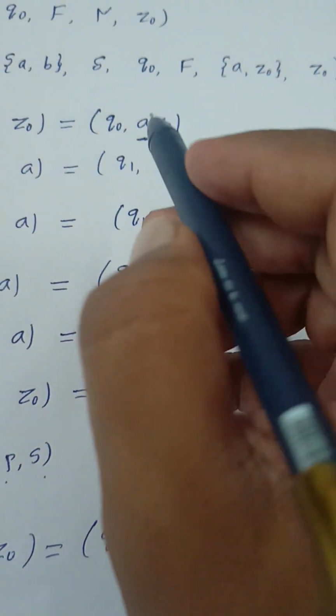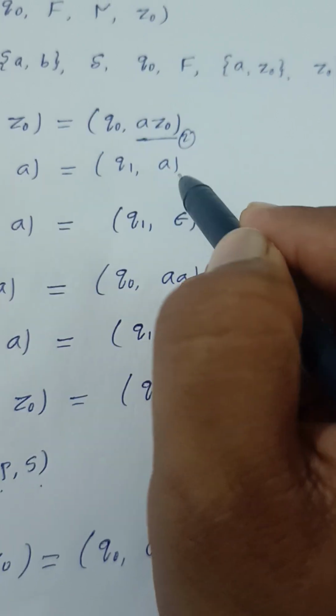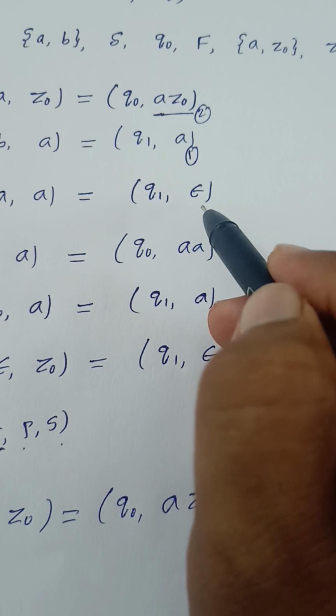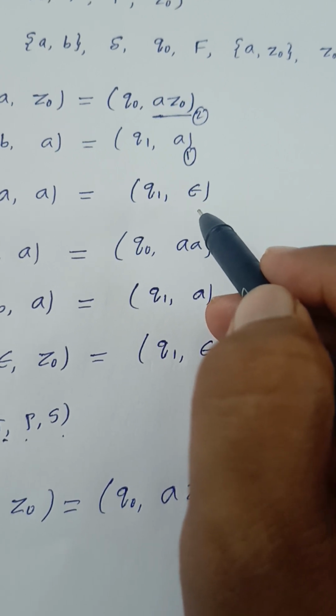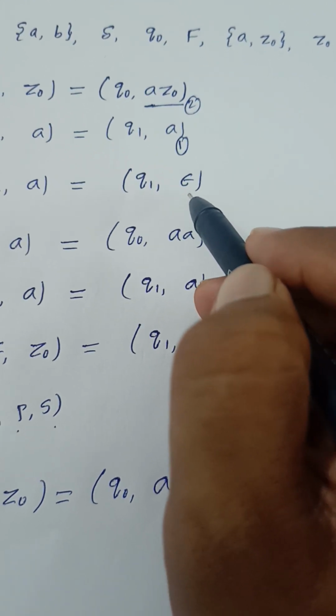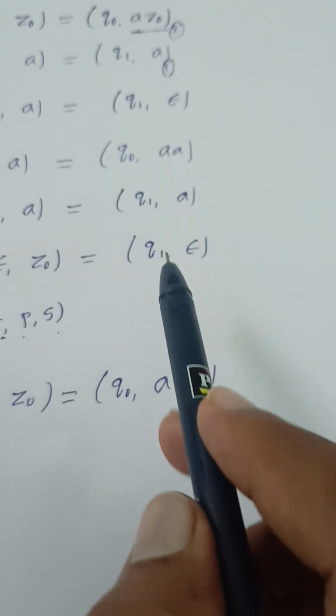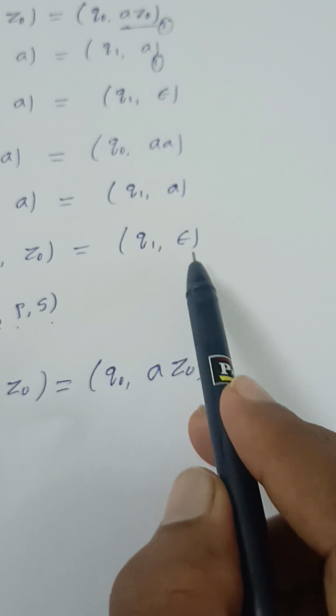In this field 2 characters are there, in this 1 character is there, in this epsilon means something is there, but the string length is 0. So here 2 characters are there, here 1 character is there, here string length 0.